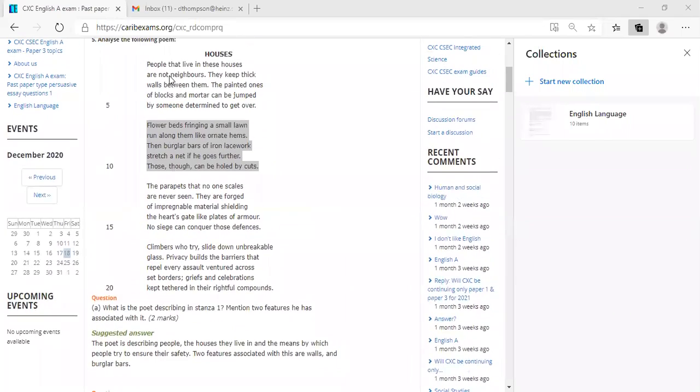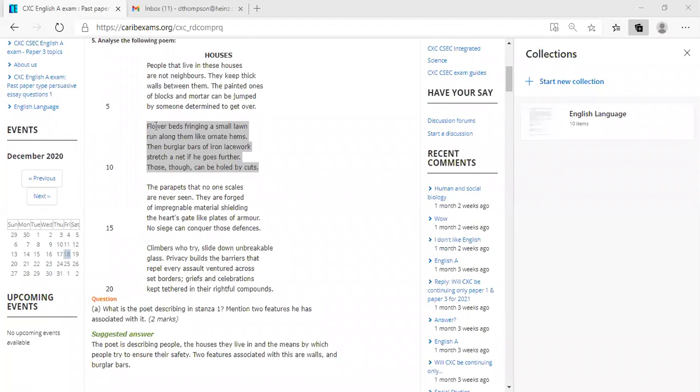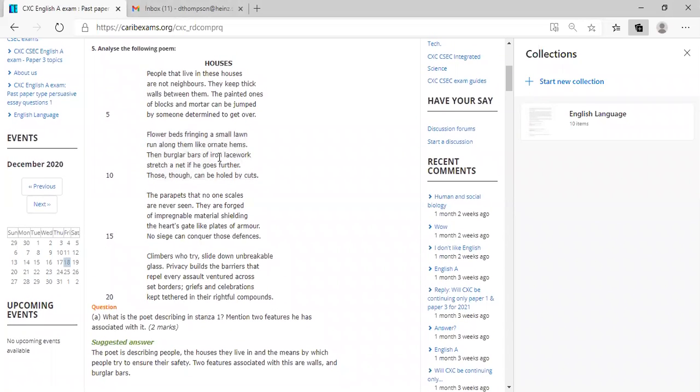Right? The zoom thing is very okay. Flower beds fringing a small lawn, run along them like ornate hens. Then burglar bars of iron lacework, stretch a net if he goes further. So if a person tries to get close to him, he has burglar bars to ensure that they can't, emotionally, so to speak. Right?